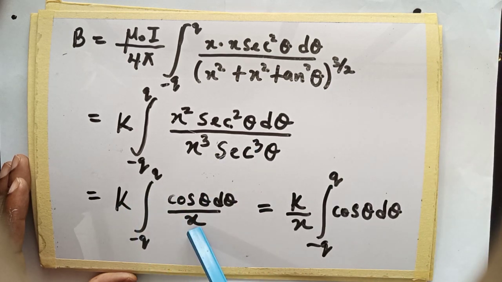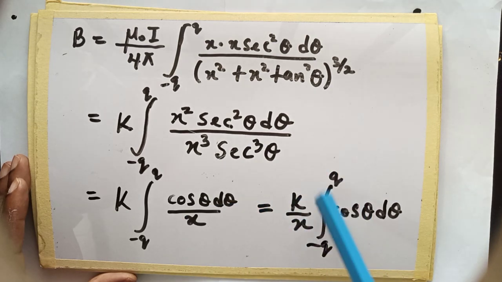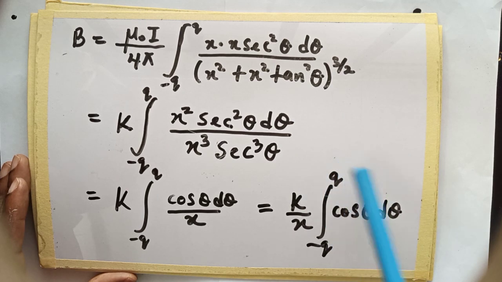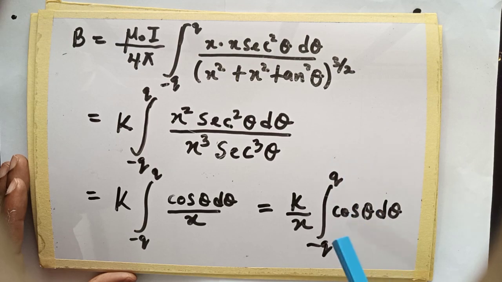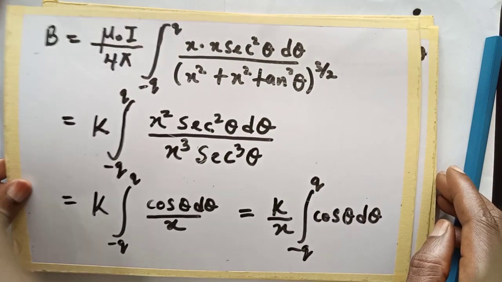So x is independent of theta, so we bring it out. So it becomes k all over x, integral of cos theta d theta. But take note, our q is not in this. We still leave our q that way. So we'll move on to the next slide.